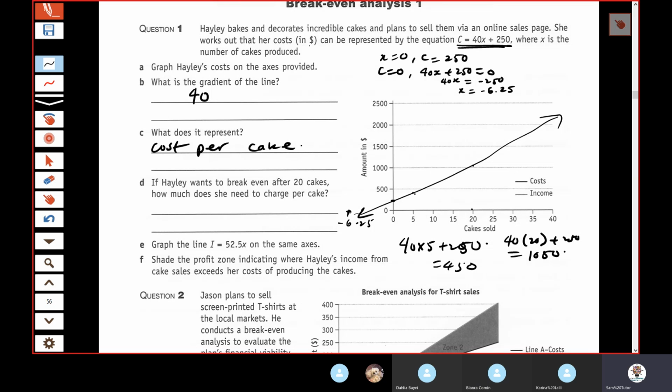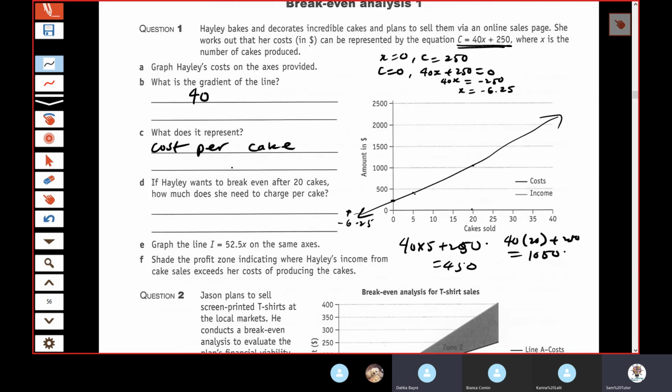Right? Because this cost is not per cake. This cost is her overall cost. Do we understand that? So that's her overall cost, which includes, let's say, $250 of rent or wages or electricity that she has to pay for. Whereas this is the cost per cake. As she makes more cakes, the cost increases.